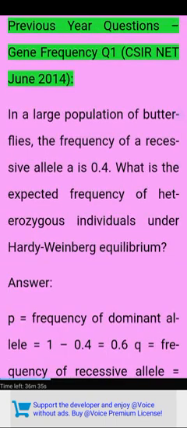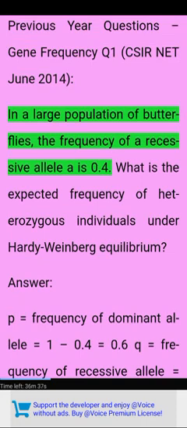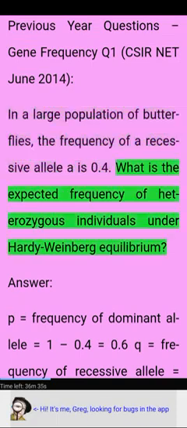Previous year questions. Gene frequency. Q1, CSIR-NET June 2014. In a large population of butterflies, the frequency of a recessive allele a is 0.4. What is the expected frequency of heterozygous individuals under Hardy-Weinberg equilibrium? Answer.